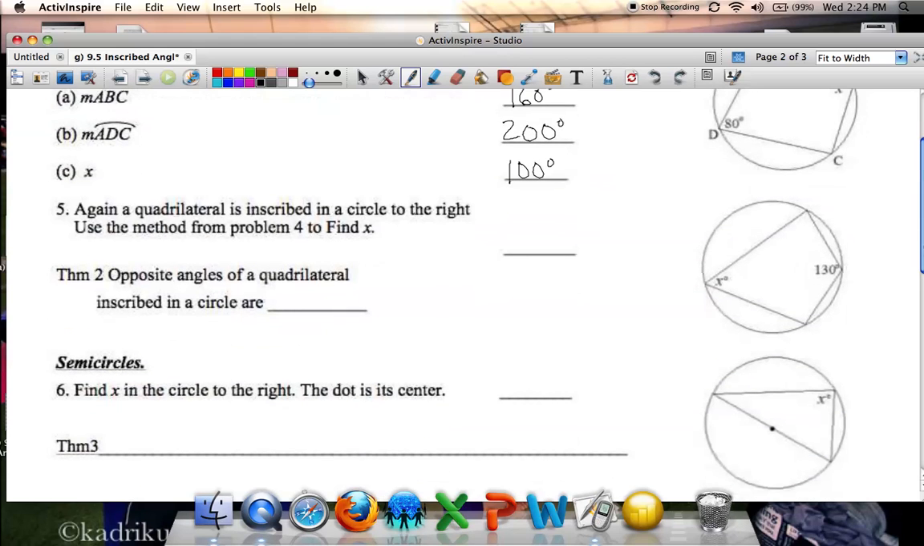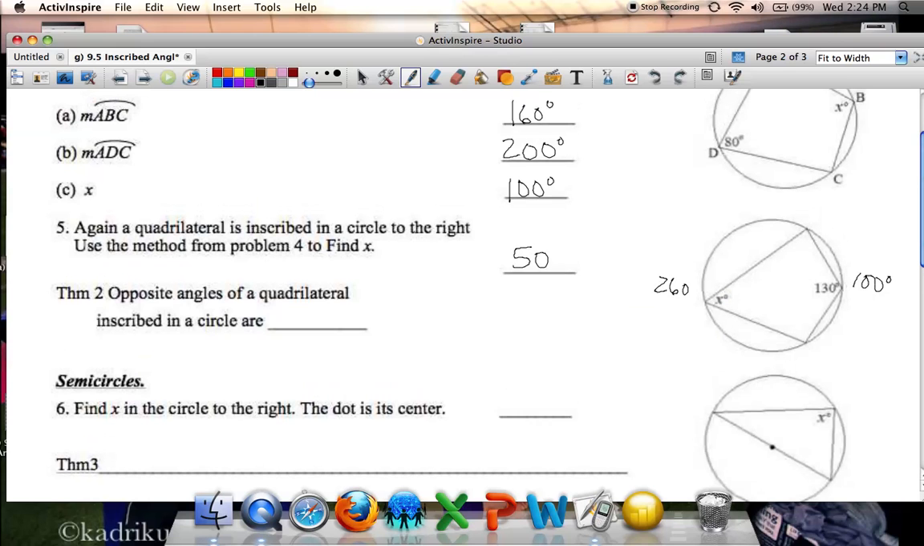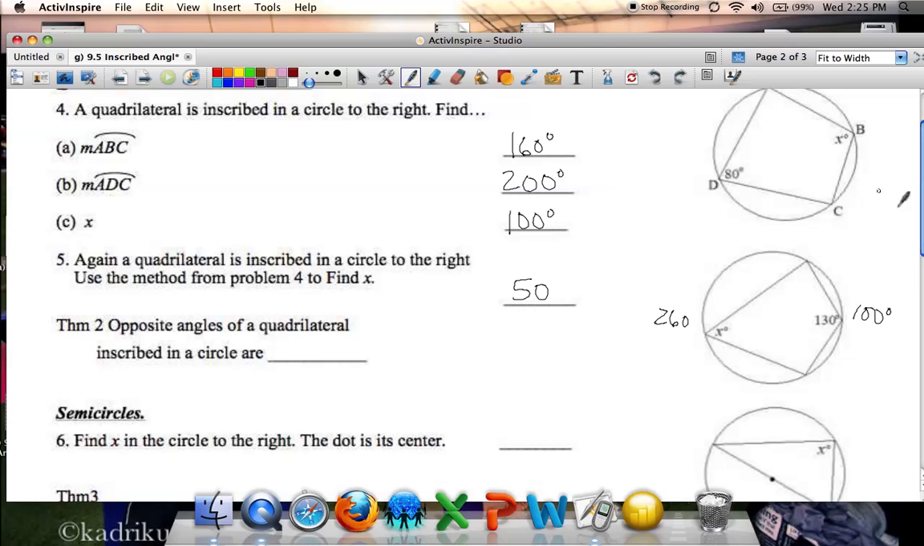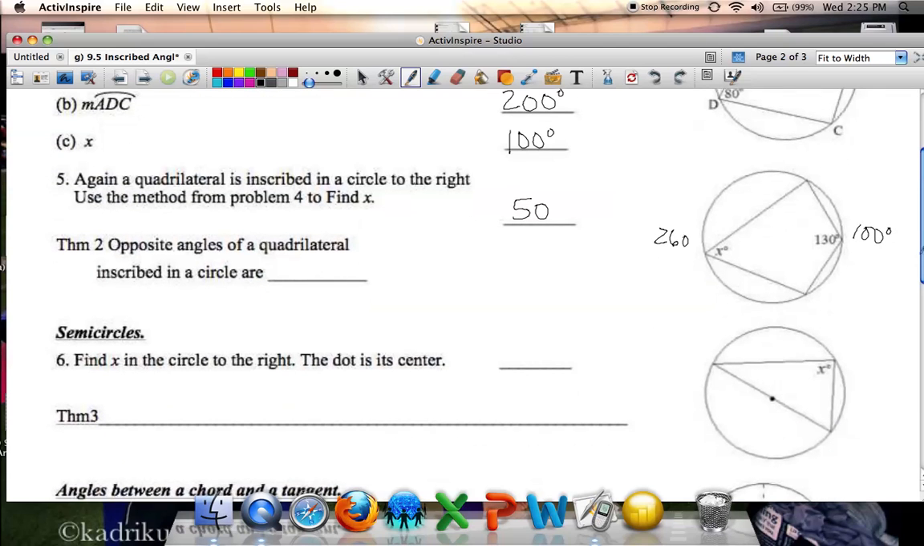Example 5. Here they're giving you 130 degrees and X, and they want you to find X. Across from the 130 is 260. Across from the X degrees has to be the leftover, which is 100 degrees. Half of 100 is 50. So looking at 50 and 130, and then looking at 80 and 100 from the previous problem, we can see that opposite angles of a quadrilateral inscribed in a circle are supplementary.